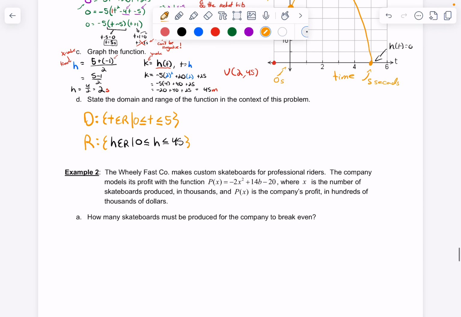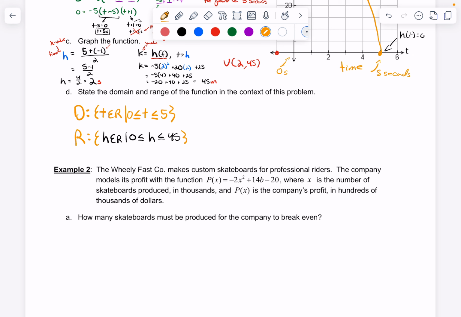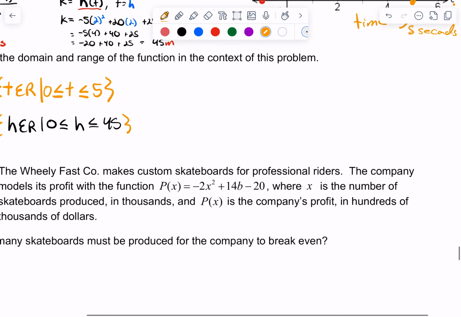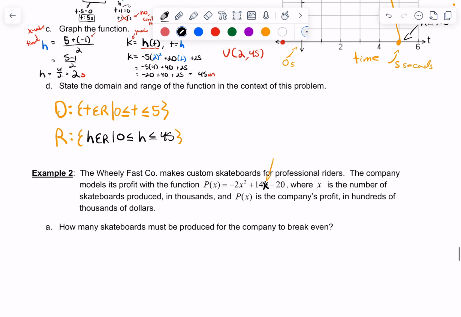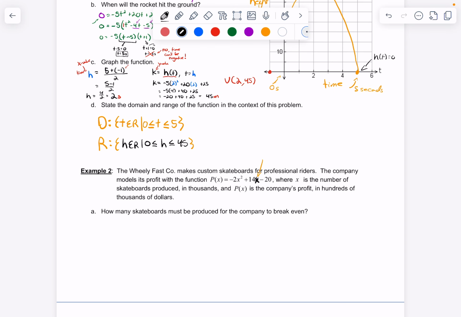All right. Example 2. The Wheelie Fast Co. makes custom skateboards for professional riders. The company models its profit with the function p of x equals negative 2x squared plus 14x minus 20, where x is the number of skateboards in thousands, and this shouldn't be a b, this should be an x here, okay? So change that on your notes. It should be x. Where x is the number of skateboards produced in thousands, and p of x is the company's profit in hundreds of thousands of dollars.